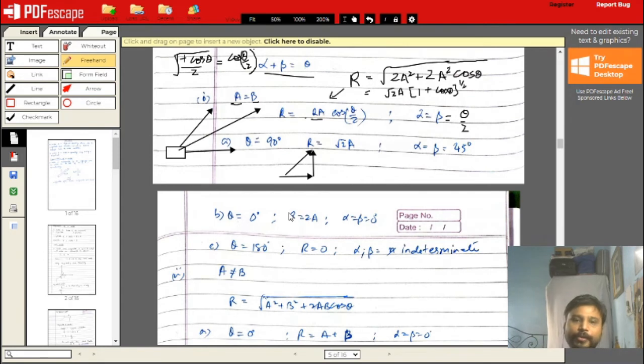What if the angle between the two vectors is 0? If two vectors are collinear and their magnitudes are also the same, then they simply add up. So this we saw already. The sum of these two vectors would be 2A. And the angle which the new vector makes with the vectors it is made of is simply 0. So alpha and beta both are 0.